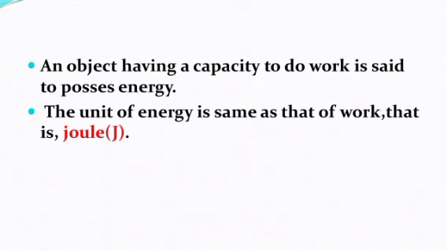Yes. Then, what is the unit of energy? The unit of energy is therefore the same as that of work, that is joule, which is denoted by capital J. 1 joule is the energy required to do 1 joule of work. Sometimes a larger unit of energy called kilojoule is also used. 1 kilojoule is equal to what? 1 kilojoule is equal to 1000 joule.